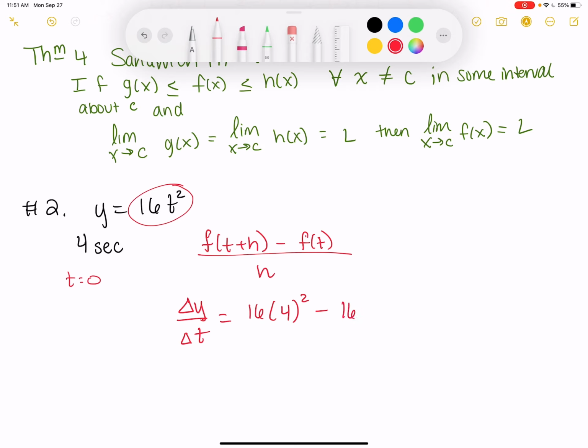So that's going to be 16 times 0 squared. So that piece is going to go away. Anything times 0 is 0. All divided by h, which is 4. And so then you'd have 16 times 16 divided by 4. So that'd end up being 16 times 4, 64. Yeah. 64 feet per second.